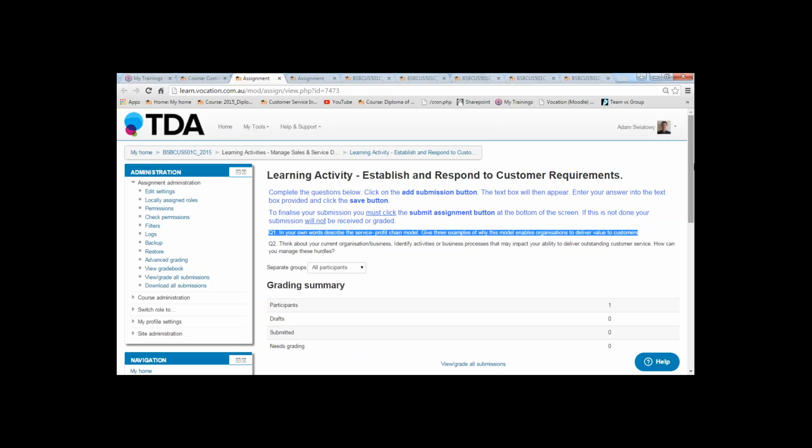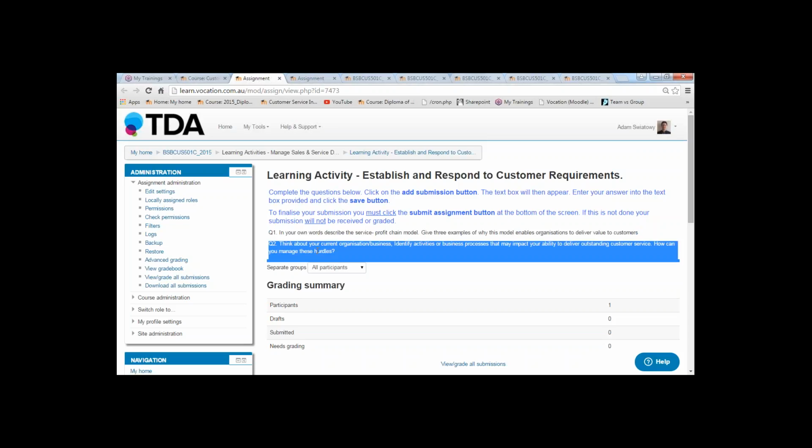Absolutely. Now I think the second question, let's have a look at that one. Think about your current organizational business and identify activities or business processes that may impact your ability to deliver outstanding customer service. How can you manage these hurdles? Do you want to grab this one?